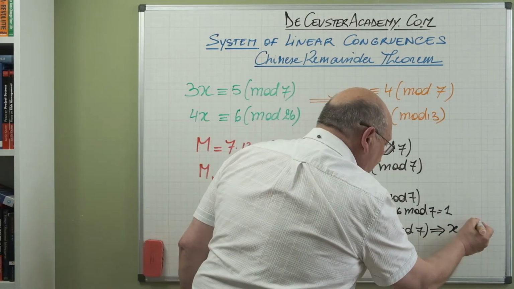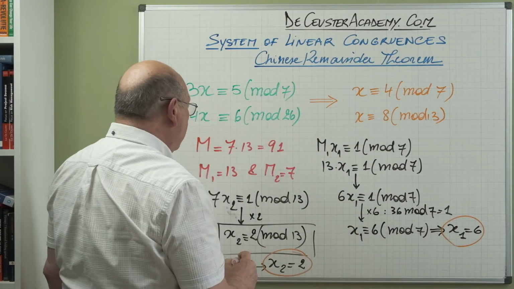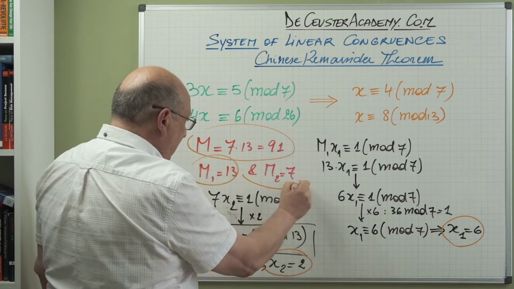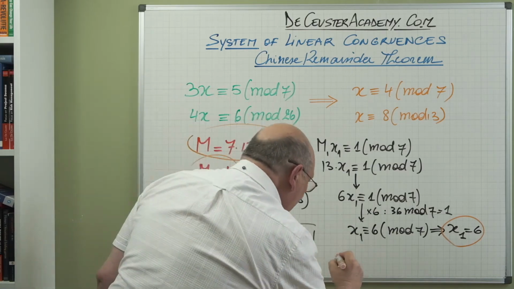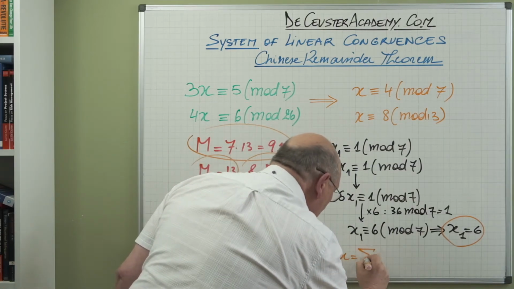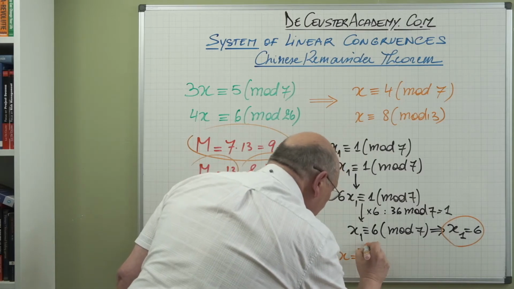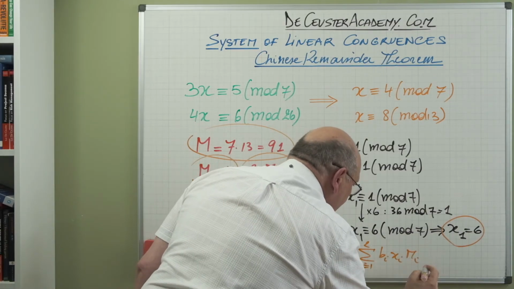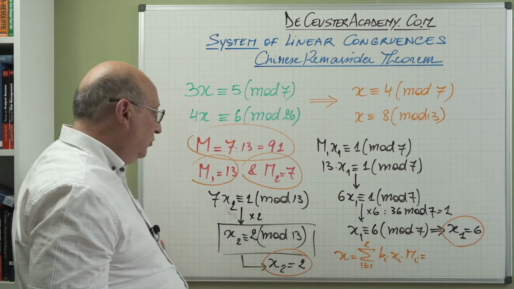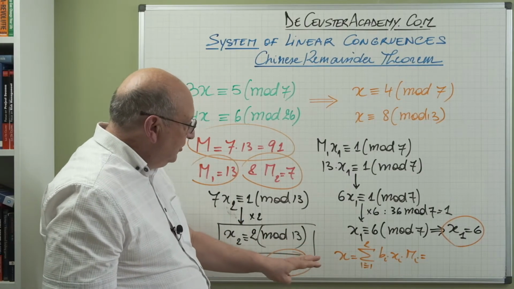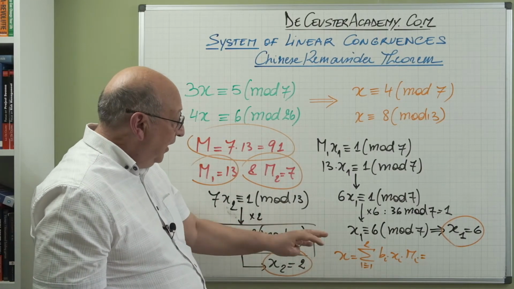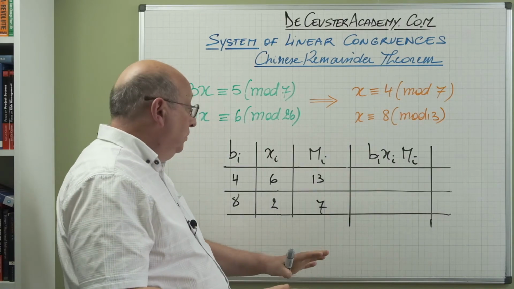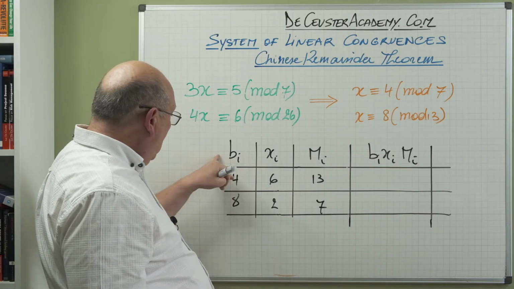We need x1, we have x2, we have m, we have m1 and m2. And now we can say that x is equal to the sum of i equal to 1 to 2, bi times xi times mi, and we will find the final result here. But before we continue with this, I will make a summary of what we found, and then we calculate the final result. In the table, I summarized the results that we had before.